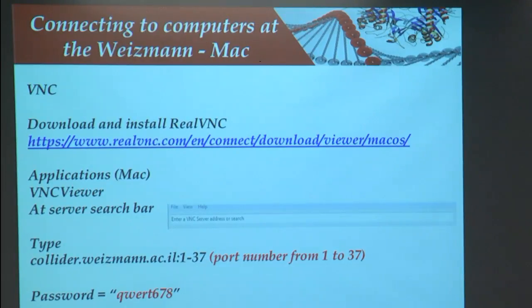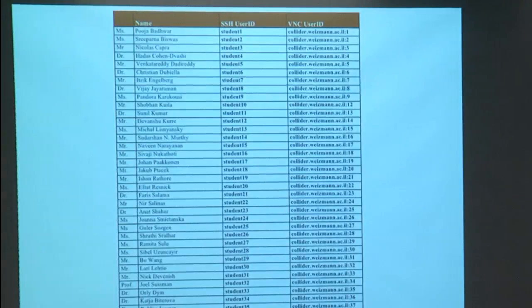Okay, let's do it that way. Okay, we'll go here. This is a very important slide. Okay, so if you're working on a PC, this is your user ID. Okay, it goes alphabetically, and that's student 1 until 29. That's all the students or the participants.